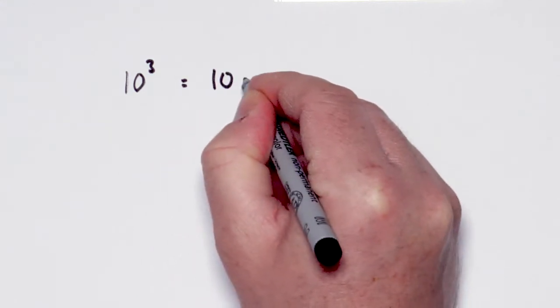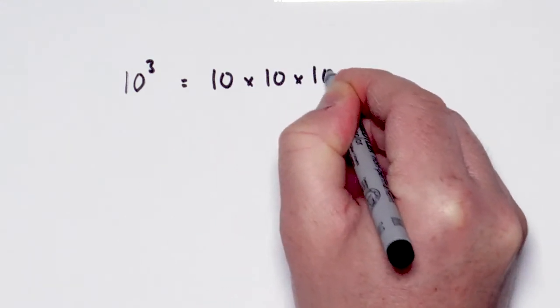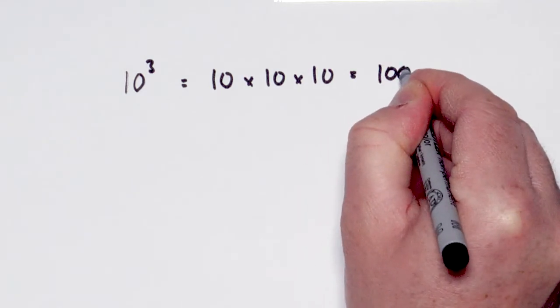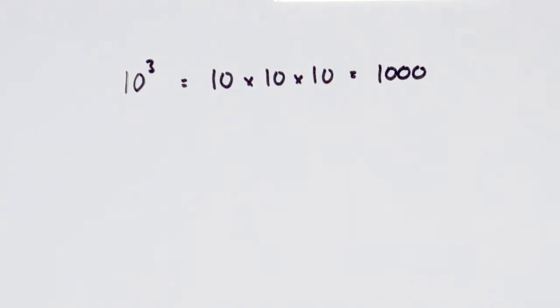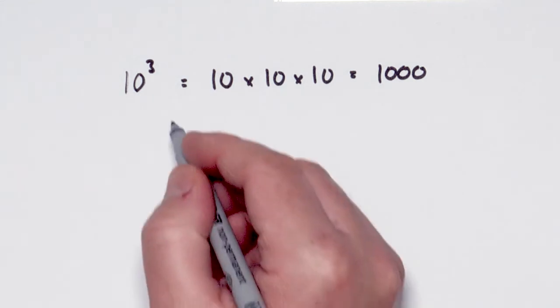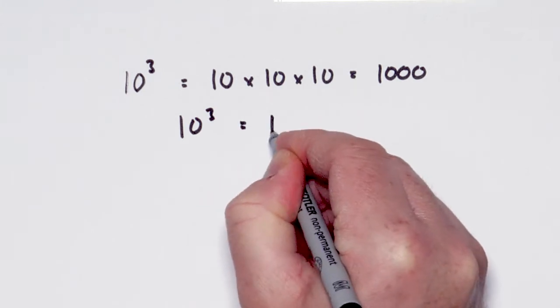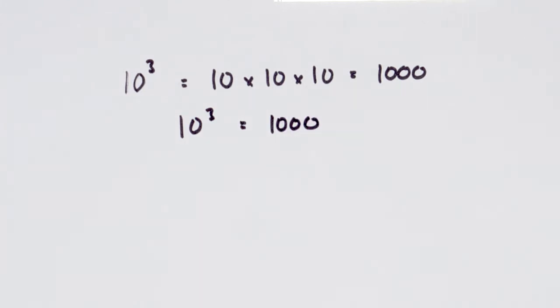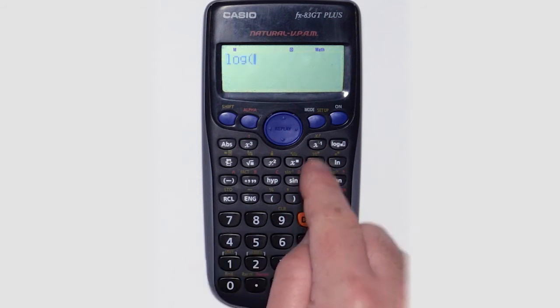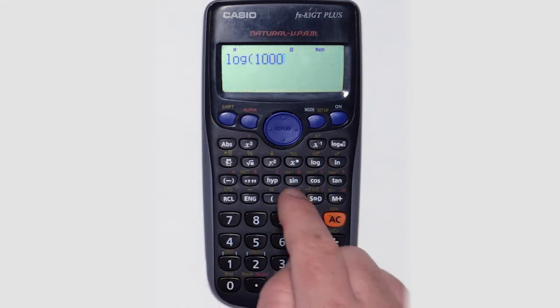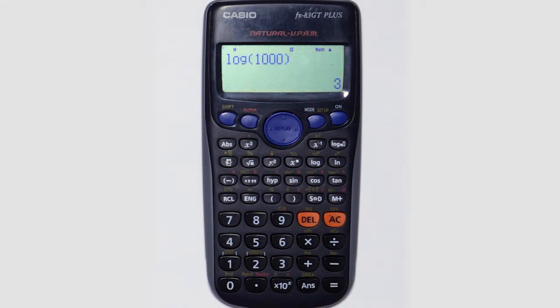Log to the base 10 of 1,000 means 10 times 10 times 10, and that equals 1,000. So log base 10 of 1,000 means what number do I have to multiply 10 by to get 1,000? Therefore, 3 log to the base 10 equals 1,000. Let's show that on a calculator. Log of 1,000 equals 3.